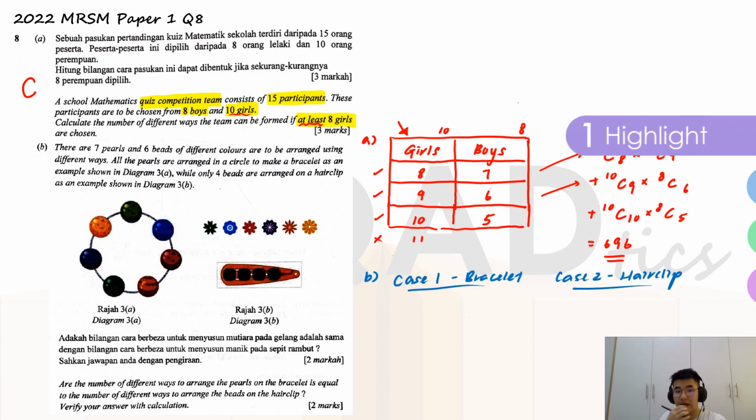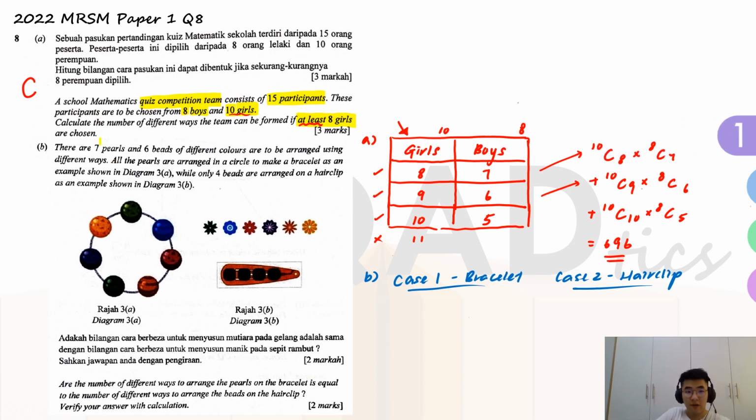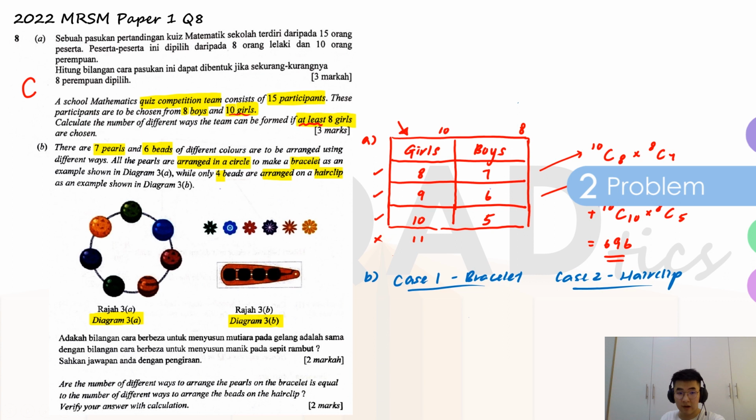For part B, there are actually 2 cases. The first case is we have these 7 pearls and we need to arrange them in a circle to make a bracelet, as you can see in diagram 3A. And the second case would be we need to use 6 beads and we need to select 4 of them to arrange on a hair clip, which you can see in diagram 3B. The question asks, for these 2 cases, is the number of ways to arrange the pearls and the beads the same or not?